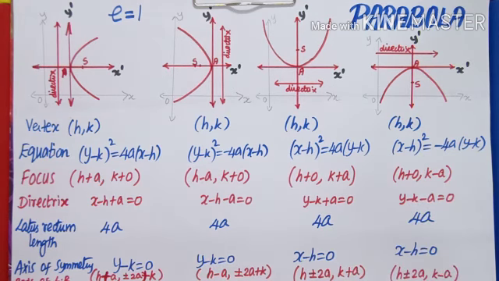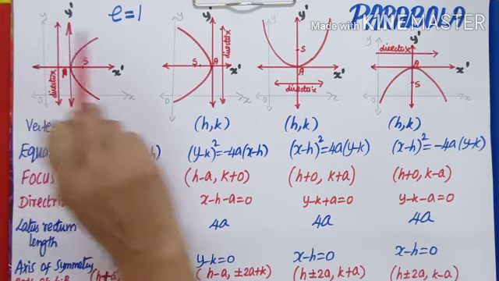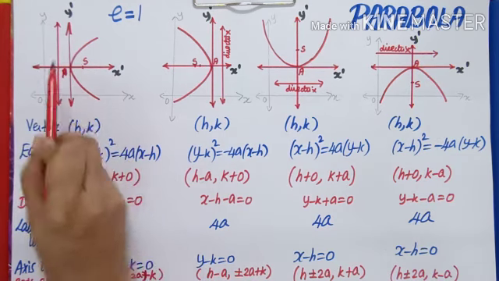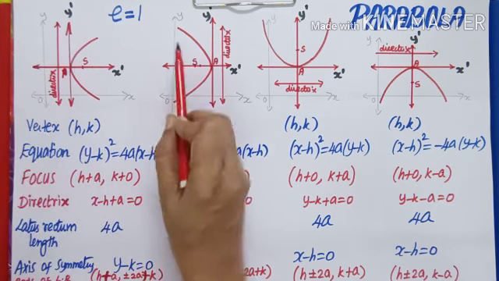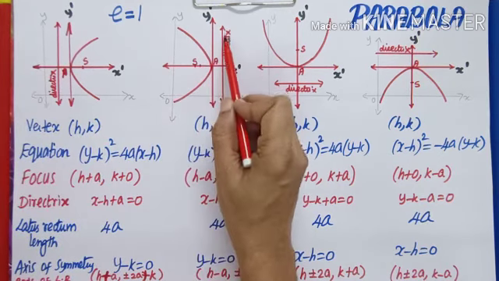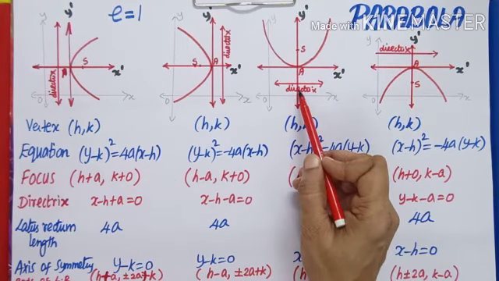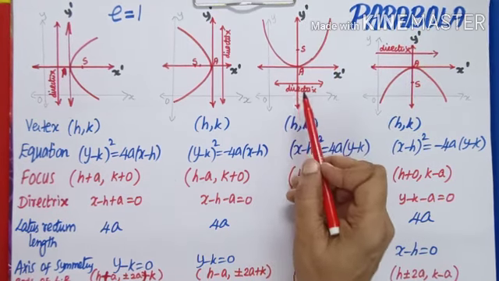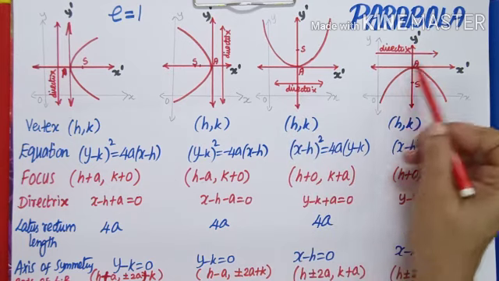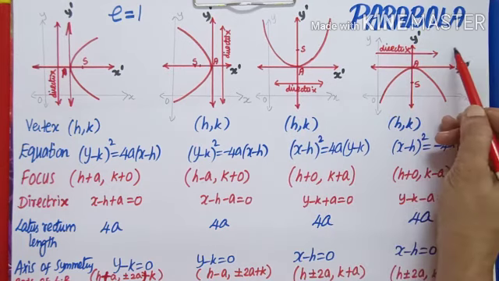How to write the directrix? What is the directrix? The fixed line. The curve goes right, directrix is left. Curve goes left, directrix is right. Curve goes up, directrix is down. Directrix will not intersect the curve, remember. Curve comes down, directrix is up.